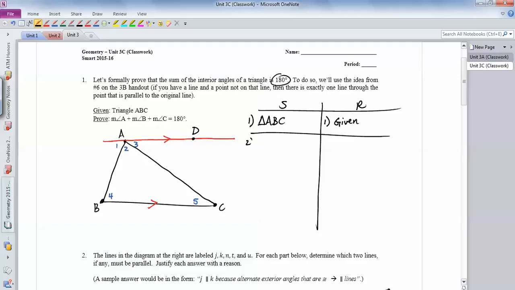And then what we did was we forced AD to be parallel to BC. We made the line AD parallel to BC. And that's kind of given, but what I'm going to say is we made AD parallel to BC because we were allowed to draw one line through A that's parallel to BC. So that's not really a very good reason, but I'm going to just say for now, that's fine. Okay.